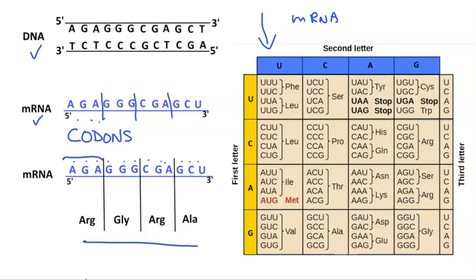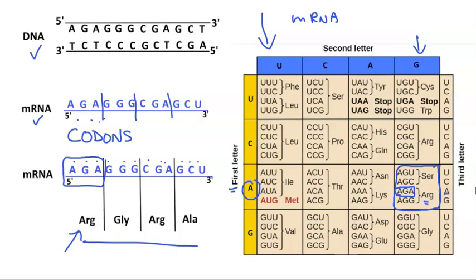So for the first codon, we have AGA. The first letter is A. The second letter is G, which takes us to this box here. And then our third letter is A again, which means AGA. And you'll see that that's associated with the letters ARG. ARG stands for the amino acid arginine. Now, this table does not need to be memorized. You would be provided that in an examination.